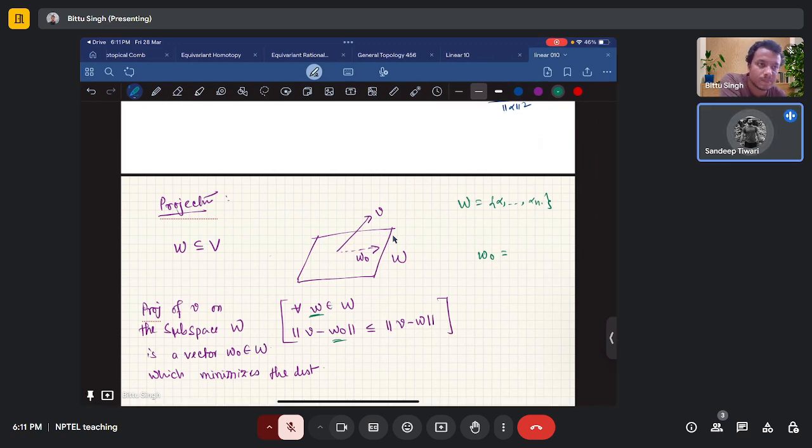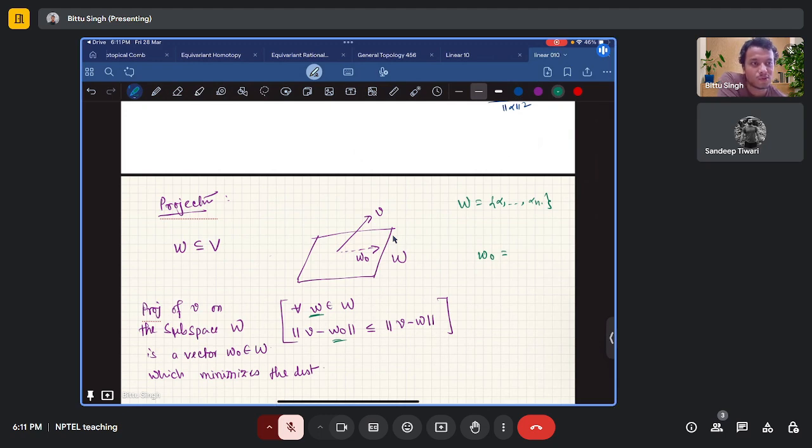Sir, is the projection operator and this projection different? The previous projection operator was actually not orthogonal. I will discuss that later. I will give an example which is a projection but not an orthogonal projection.